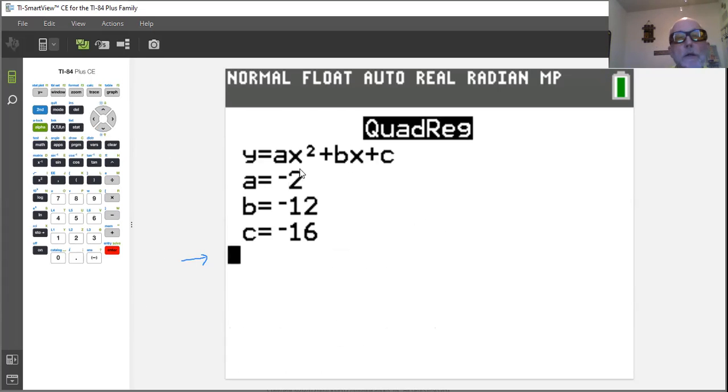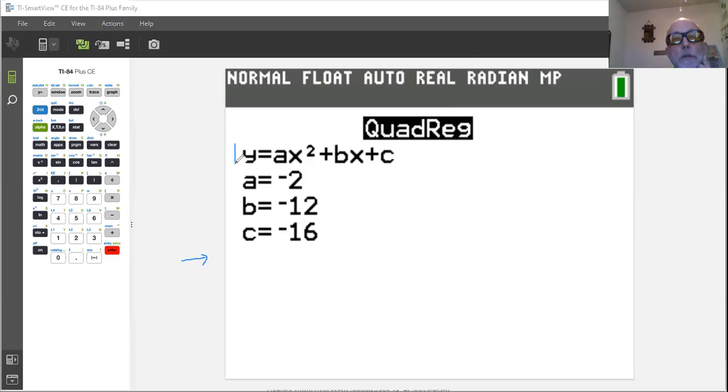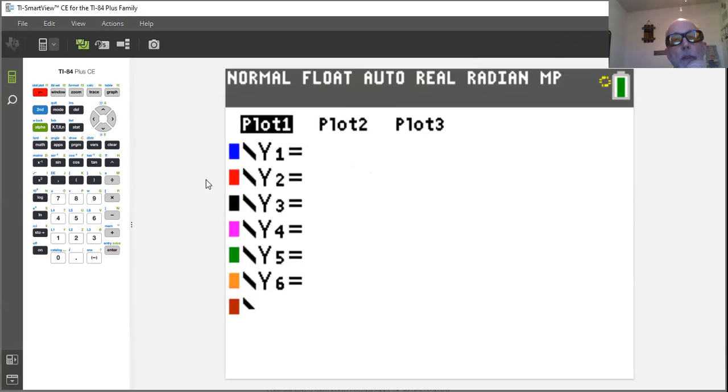So what were we looking for? We were looking for the standard form of the equation, right? That's what this is, the standard form of the equation, A, B, C. Well, they tell us the A number is -2, the B number is -12, and the C number is -16, right? So let's clean that out. -2, -12, and -16. Let's go to Y equals, and we will type that in there.